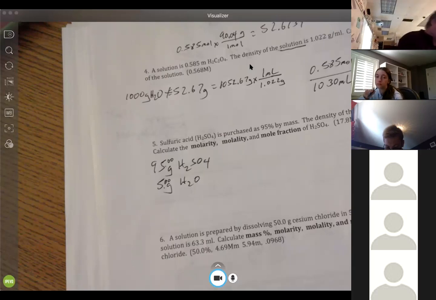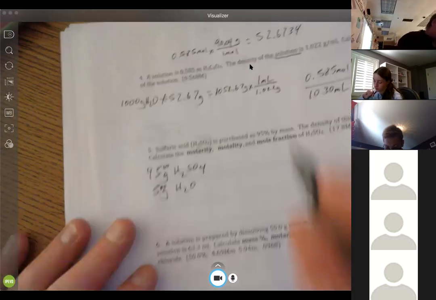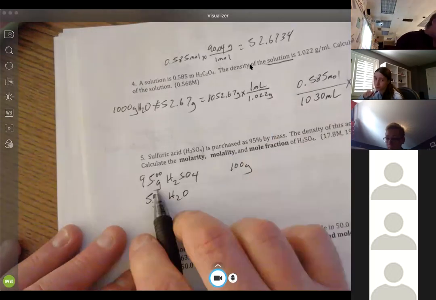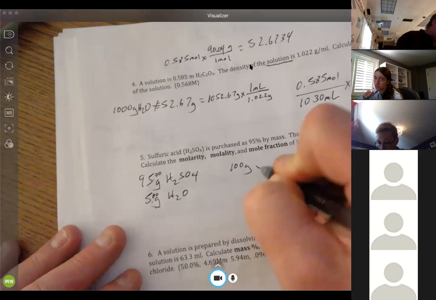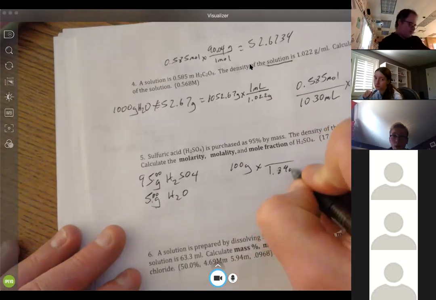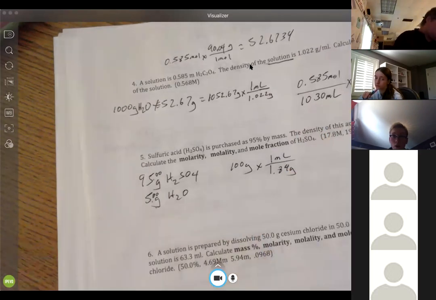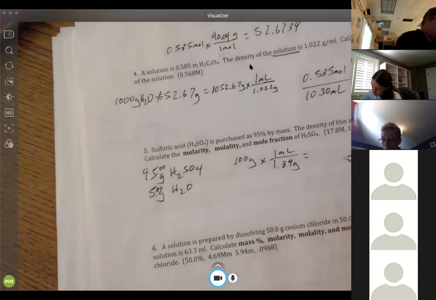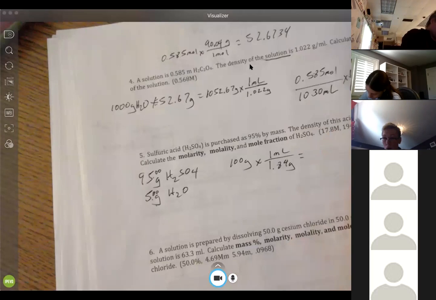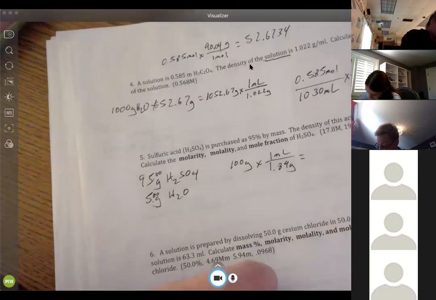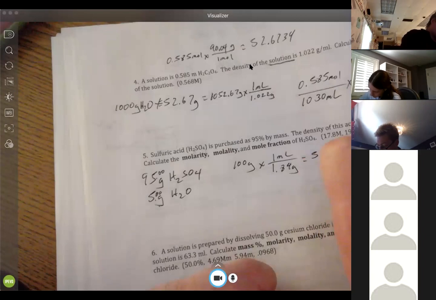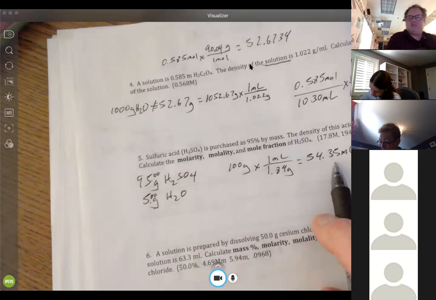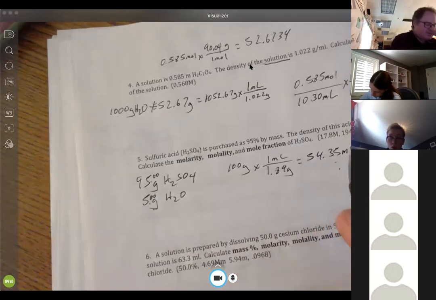Yeah. So we know we have 100 grams of substance, right? And every 1.84 grams is 1 milliliter. 100 divided by 1.84. The answer is about 54.3478. So that's 54.35 milliliters. So right there is our volume. We'd have to change that to liters to get molarity, but I think with all 3 of these things, that should be pretty easy for you guys.